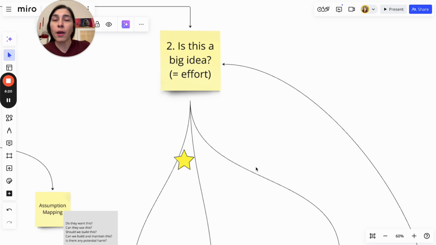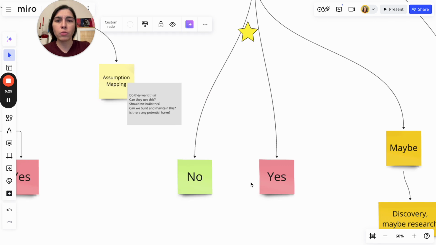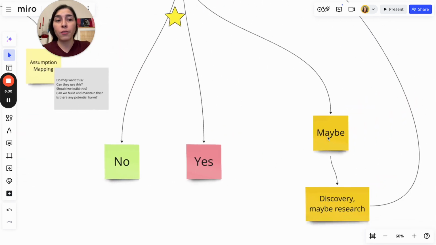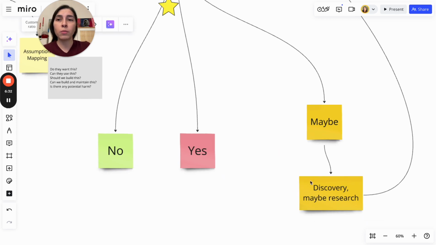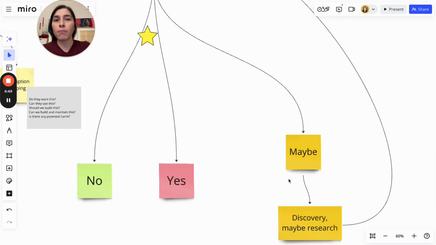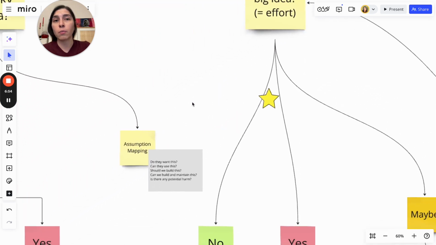Then you look at the effort question. Is that a big effort? Is it a lot of effort to build it? The answer can be no, yes, or maybe. If it's maybe, then you do some discovery and research. Probably it's more discovery, maybe some POCs or some stakeholder conversations or cross-team conversations, and then you figure out if it's a lot of effort or not. So then you come back to the question and answer it: is it big effort or not, with yes or no.